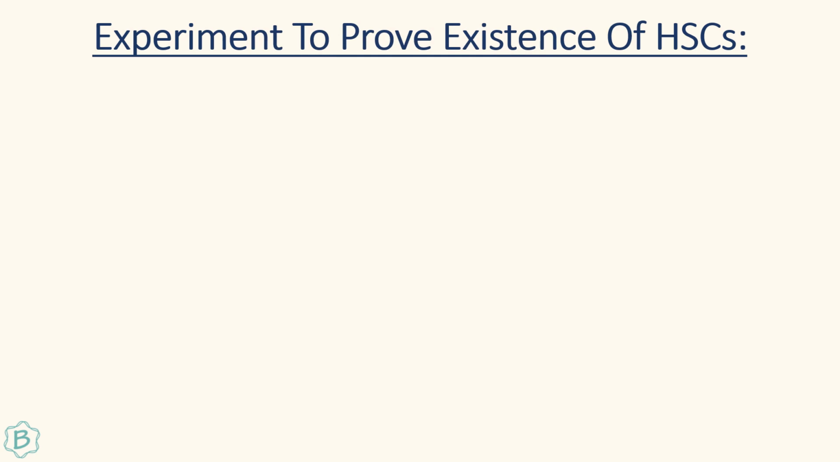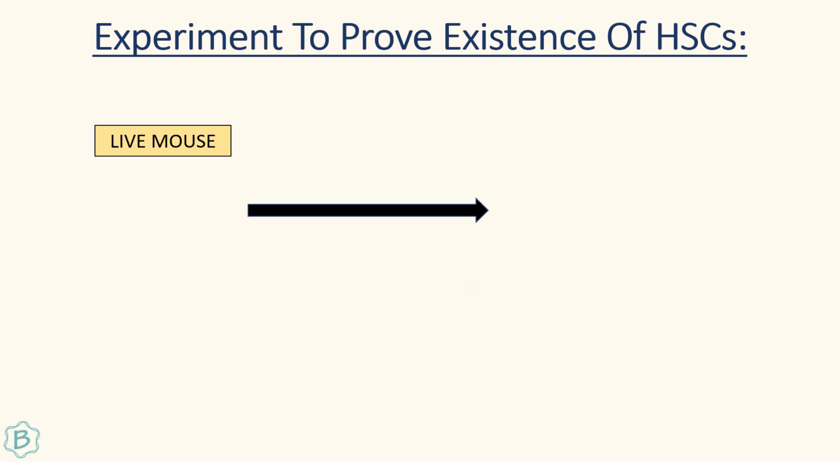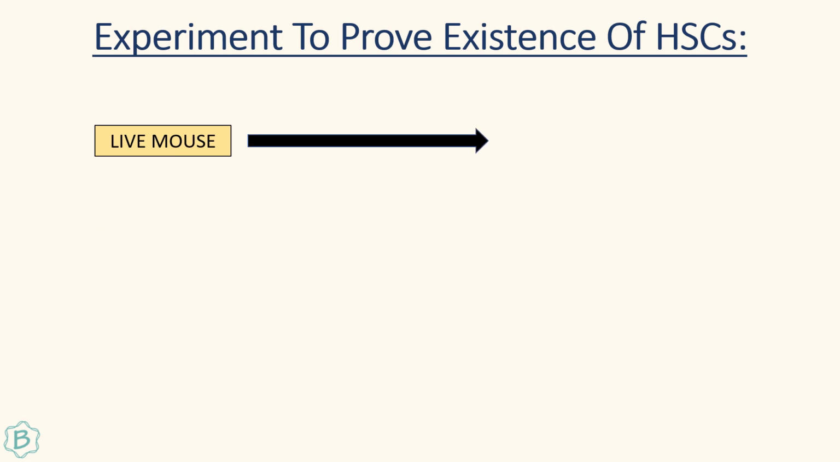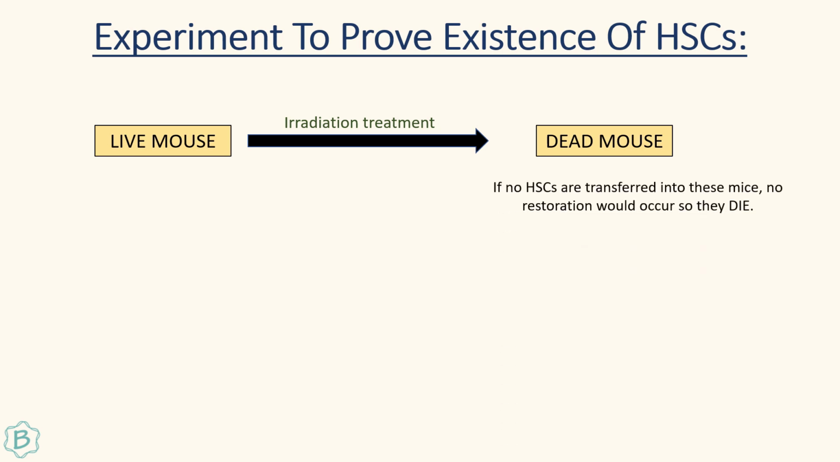Now we will be looking at an experiment which was done to prove the existence of the hematopoietic stem cells. So in the first scenario, what they did was they gave an irradiation treatment to a live mouse, and because of this irradiation, its immune system was completely destroyed, and then it died. So what they had done here is they had not transferred any hematopoietic stem cells, because of which there was no chance of the immune system getting restored.